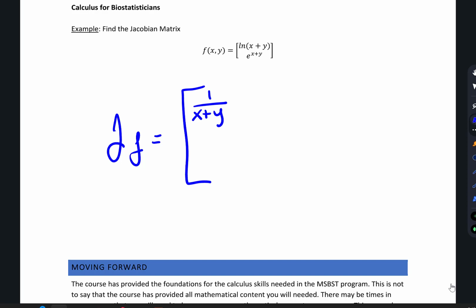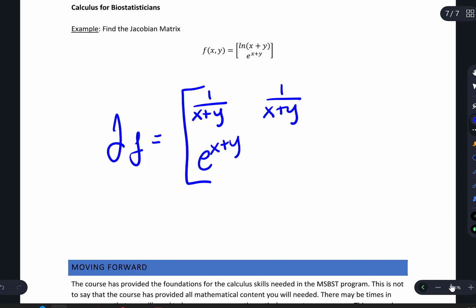Next, we're going to take the partial derivative of the natural log of x plus y with respect to y this time. And again, by the chain rule, we're going to have 1 over x plus y, now times the derivative of the inner function x plus y with respect to y, which again is just 1. Looking at the bottom function, our bottom function is e to the x plus y. Well, if we take the partial derivative of that with respect to x, we end up with e to the x plus y. And the partial derivative of e to the x plus y with respect to y is also e to the x plus y.